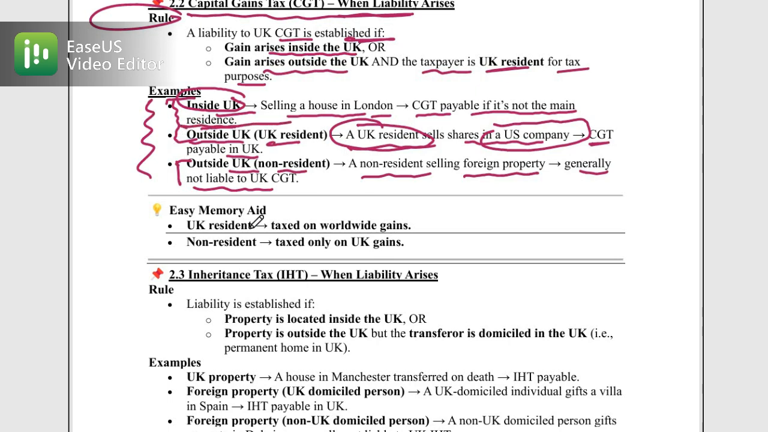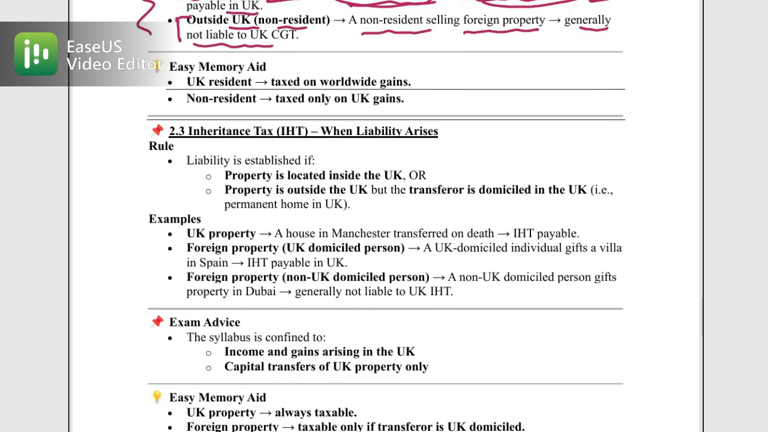Okay, so here, for an easy memory: if you are UK resident, it means tax on worldwide gain. If you are a resident of the UK, you will have to pay tax on worldwide gain. The second, if you are not resident, then tax only on the UK gain. Fine. So here we have two cases.